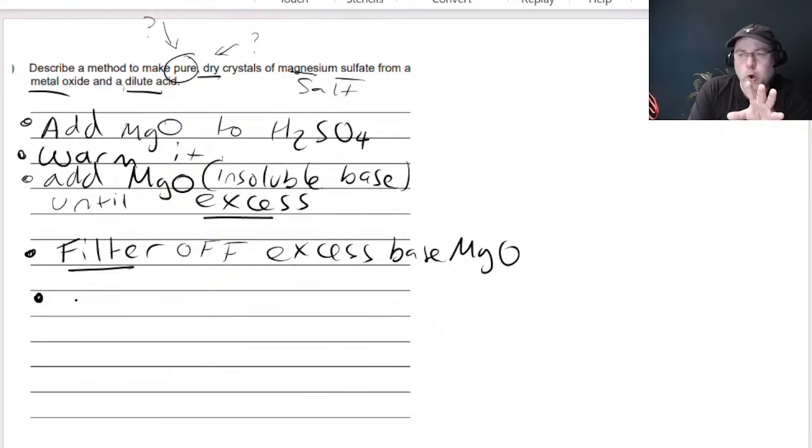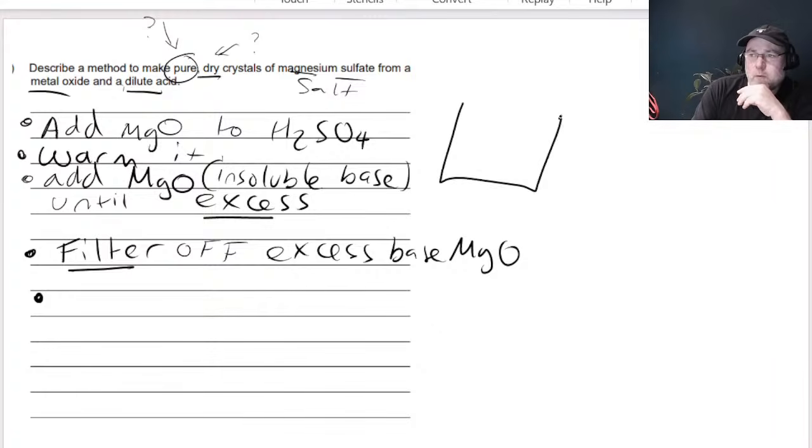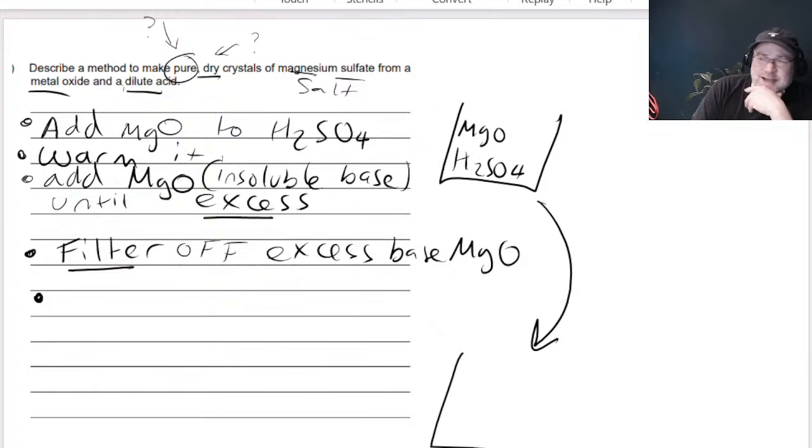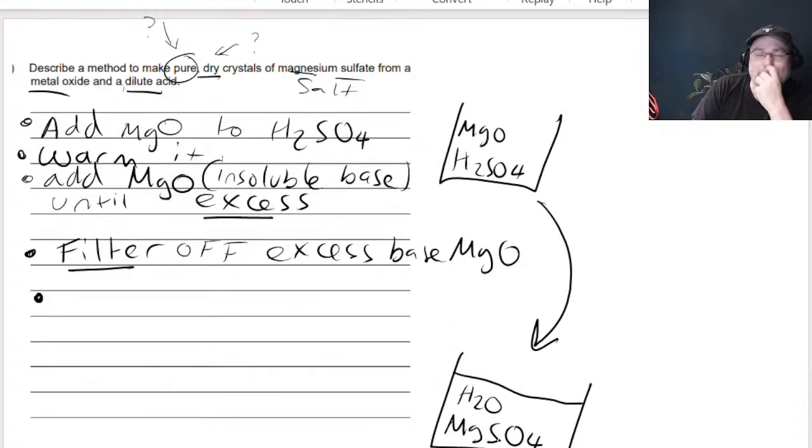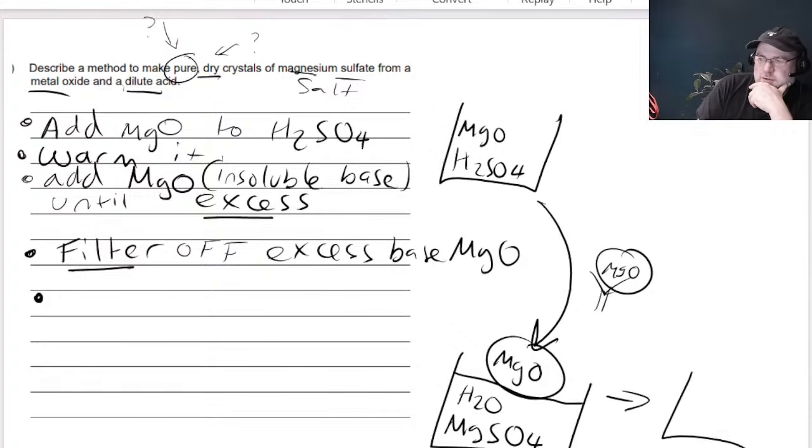Now, what are you left with? Well, think about it. When we started, we had MgO and H2SO4, acid and base. After all the acid has been used up, all we are left with is H2O and MgSO4, magnesium sulfate, and our excess base. Well, guess what? We just filtered off the excess base, right? We got rid of that. So we're now left with just H2O and MgSO4. They're asking you how can you get the MgSO4 out on its own. So we just want the salt.